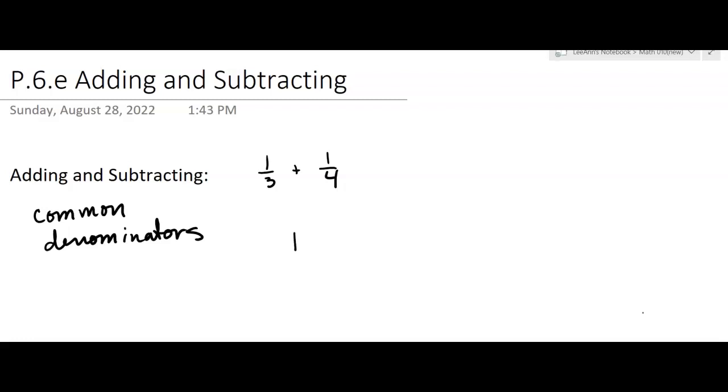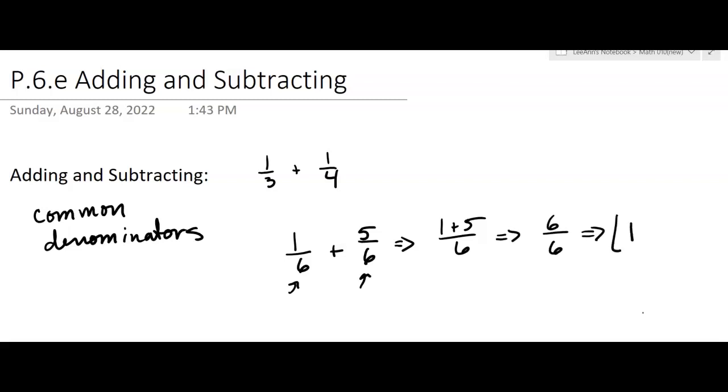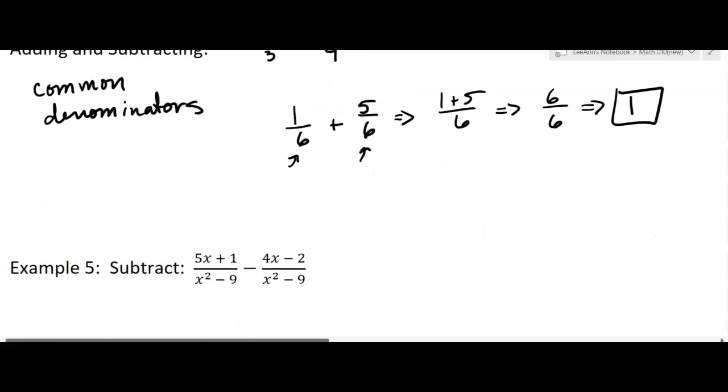So let's say we have 1/6 plus 5/6. Well, look at the denominators. Are they the same? Yes. So you can combine the numerators. You can say 1 plus 5 over 6, which in this case would be 6 over 6, which would simplify to be 1. Okay, so that's just a little review of adding.